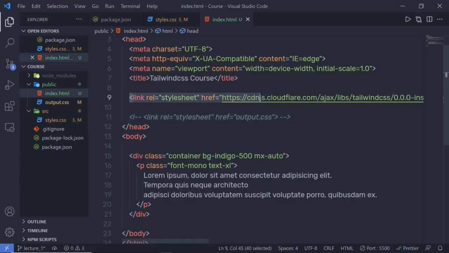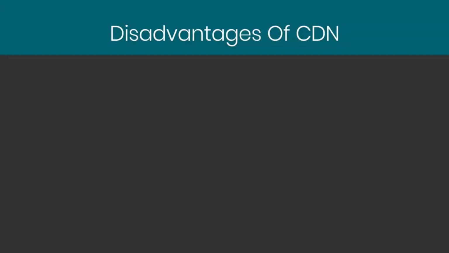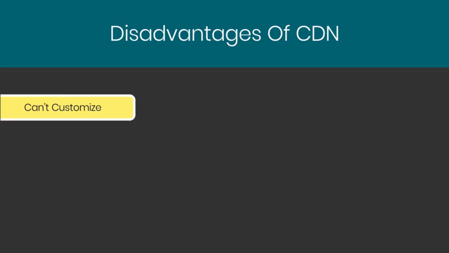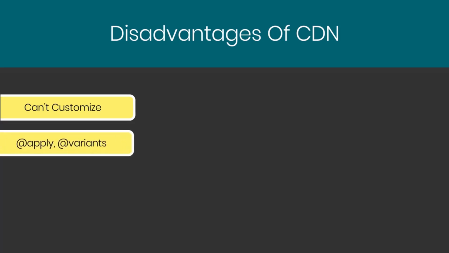You're going to have the same benefits of using CDN, but there are many disadvantages of using CDN. Tailwind CSS works great with npm. If you try to use CDN, then you can't customize the default theme of Tailwind. You can't use any directives like apply, variants, etc., as well as you can't add additional variants. We're going to understand what is apply, variants, and all that later in this course.